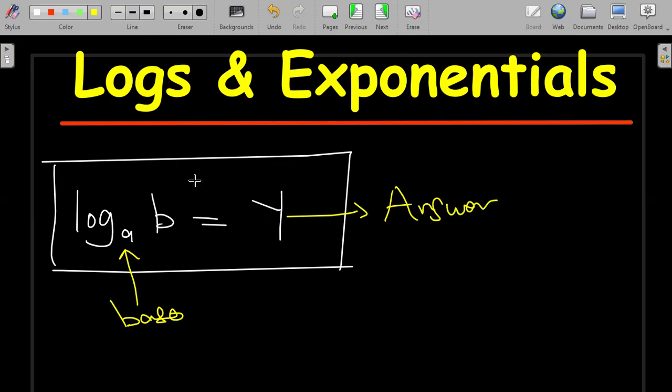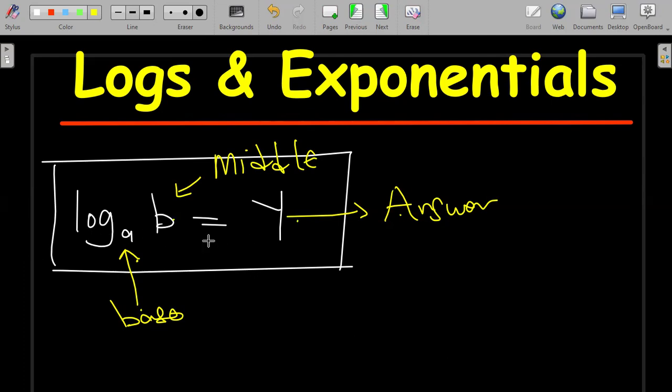And then this B here, it will be called what is in the middle. So we can just say middle, because we see it is in the middle between the base and the answer, right? So base, middle, the answer. Any log that you have will be in this form.